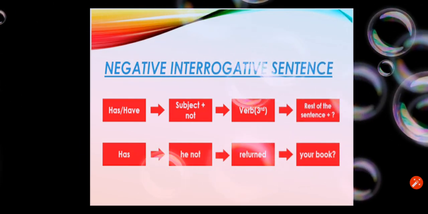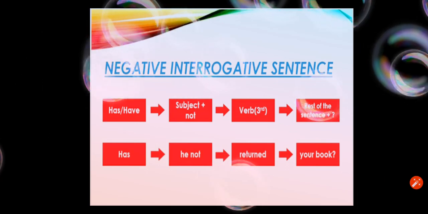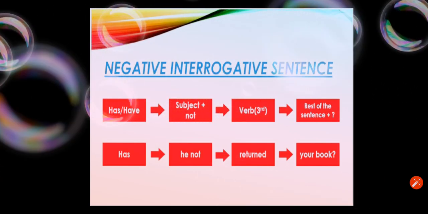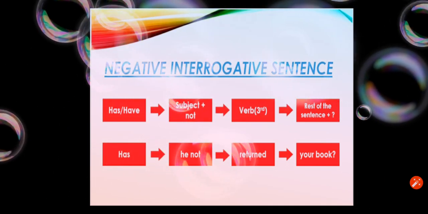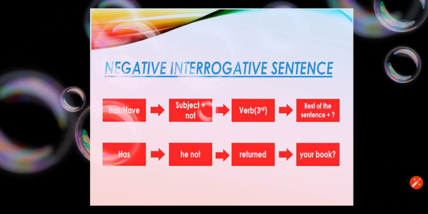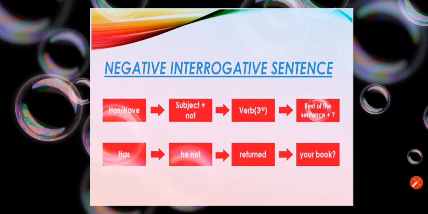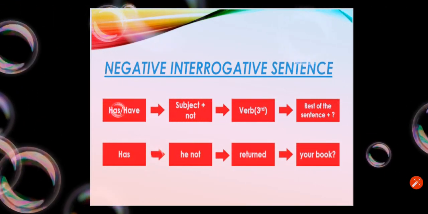Last is the negative interrogative sentence. The general formula of this type of sentence is has, have plus subject plus not plus verb's third form and then the rest of the sentence with a question mark.